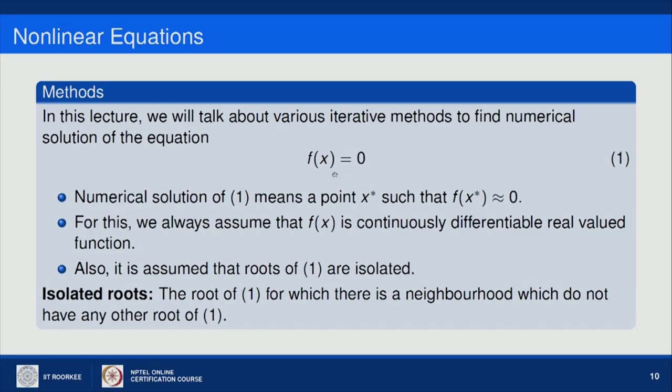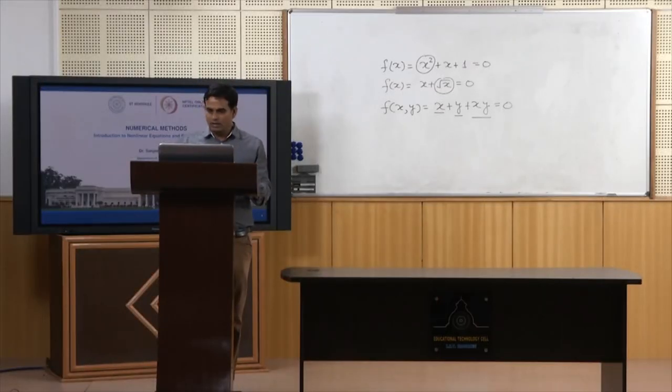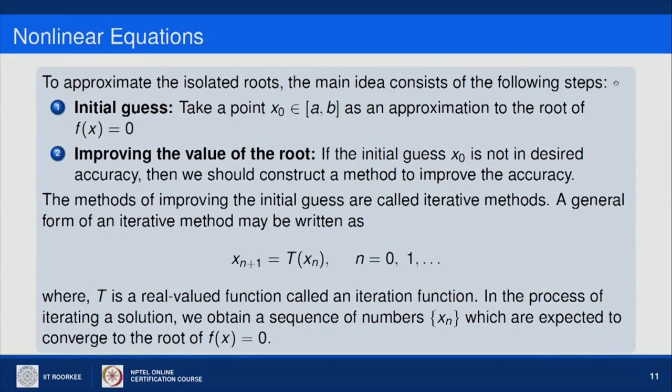For example, if you take f(x) equals to x square minus 4 equals to 0 again, here we have two roots, one is x equals to minus 2, another one is x equals to 2. So both the roots are isolated because in the neighborhood of 2 as well as the neighborhood of minus 2, we do not have any other root. To find such isolated roots, the main idea in any numerical technique consists of the following steps. First of all, we need an initial guess, that is, take a point x naught belonging to a closed interval [a, b] as an approximation to the root of f(x) equals to 0, and then we improve this initial solution by using an iterative equation, that is x(n+1) equals to T of x(n), n equals to 0, 1, 2, and so on.